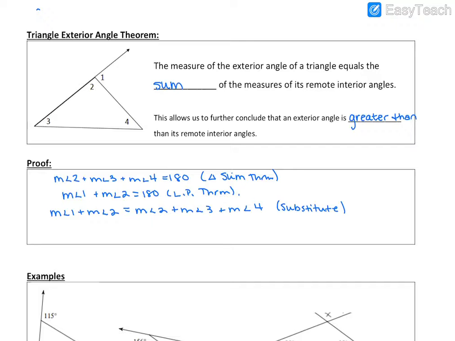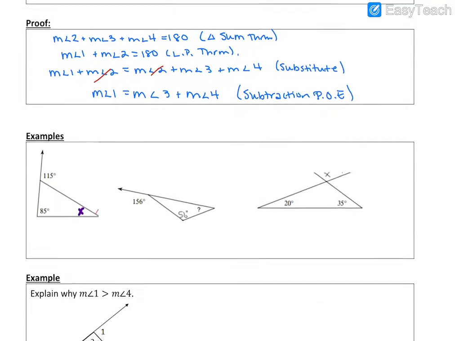So that was substitution. Then you'll see that the measure of angle 2 is on both sides. So if you subtract the measure of angle 2 on both sides, what we're left with is the measure of angle 1 equals the measure of angle 3 plus the measure of angle 4, and that was from the subtraction property of equality. And there we have that, let me get my pointer, the exterior angle 1 is equal to the sum of the remote interior angles, so the measure of angle 3 and 4 added together. And so that would be your proof for that. That's how we get to that conclusion.